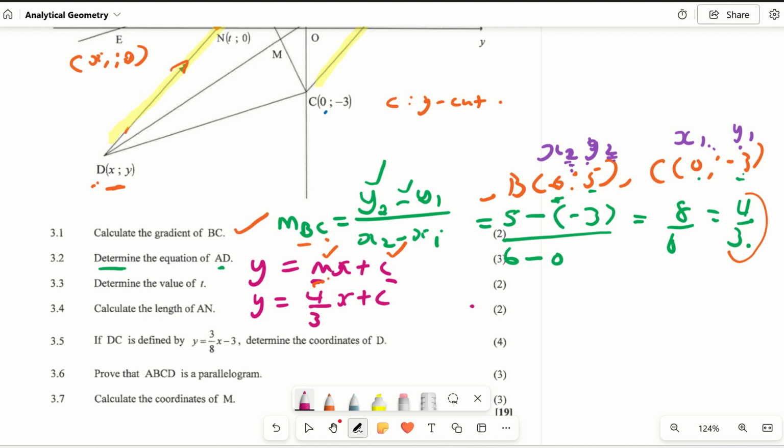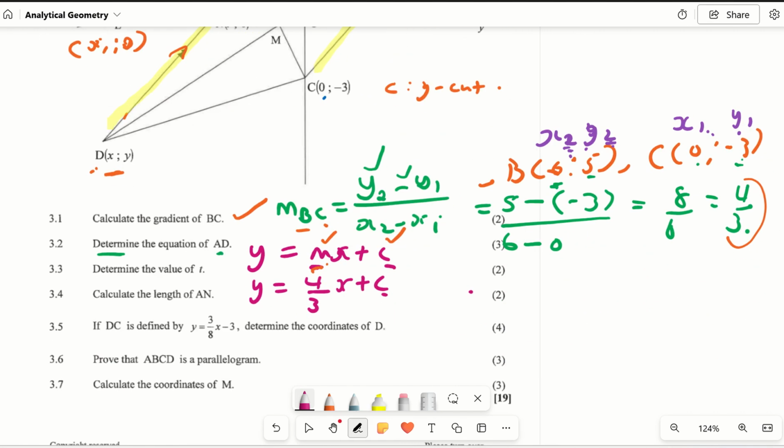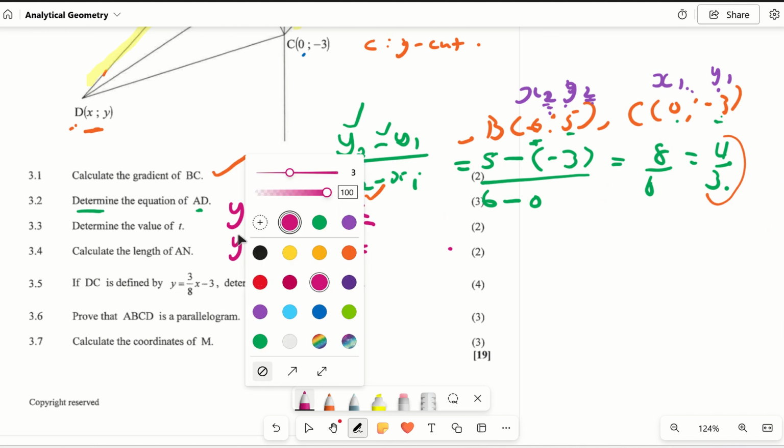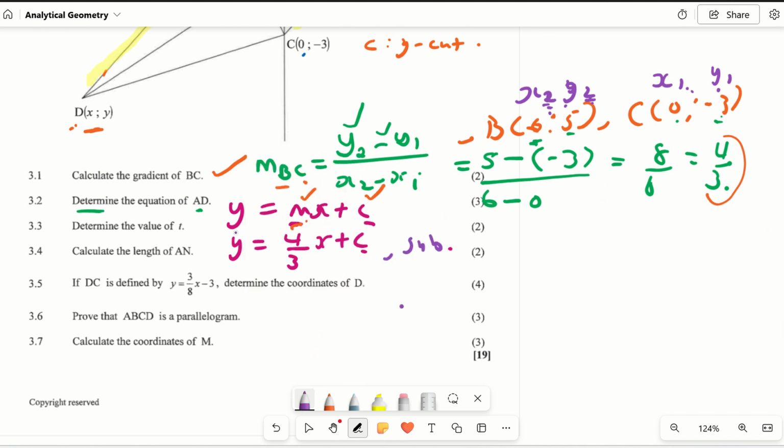Are we together? Proper stuff. So now what we're left with is the value of c. How are you going to find c? You need to find any point that lies on the straight line AD. Any point. So fortunately we have the coordinates of A. So we're going to substitute the coordinates of A. They are -2 and 2. Your x is -2, your y is 2. So you're going to substitute it in there, right?